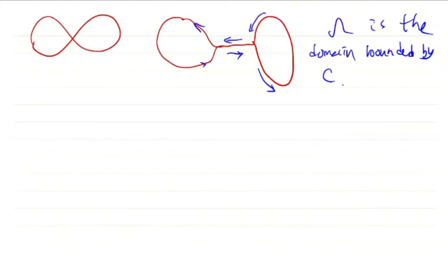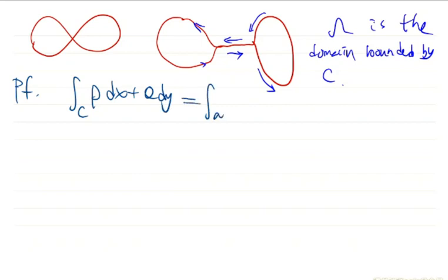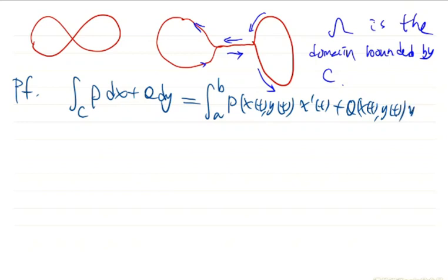We know, let's call that the flux integral. If the C has a parametrization, the flux integral is just the integral of p(x(t), y(t)) x prime t plus q(x(t), y(t)) y prime t dt. This is the computational formula for the flux integral.